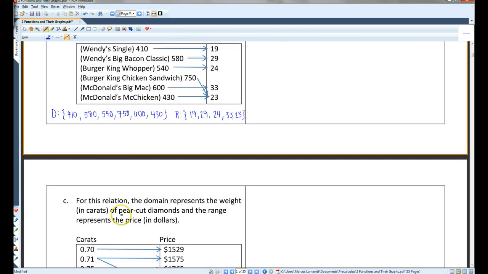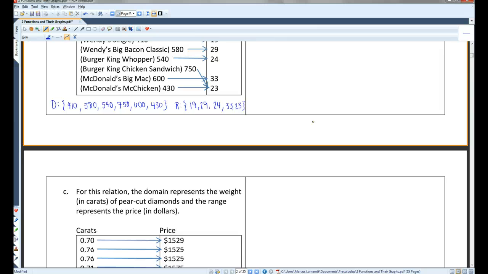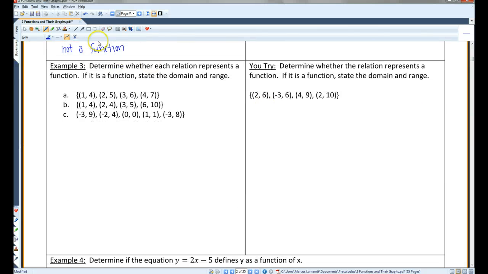Hopefully you find this particular U-try kind of easy. Let's go on to example 3.